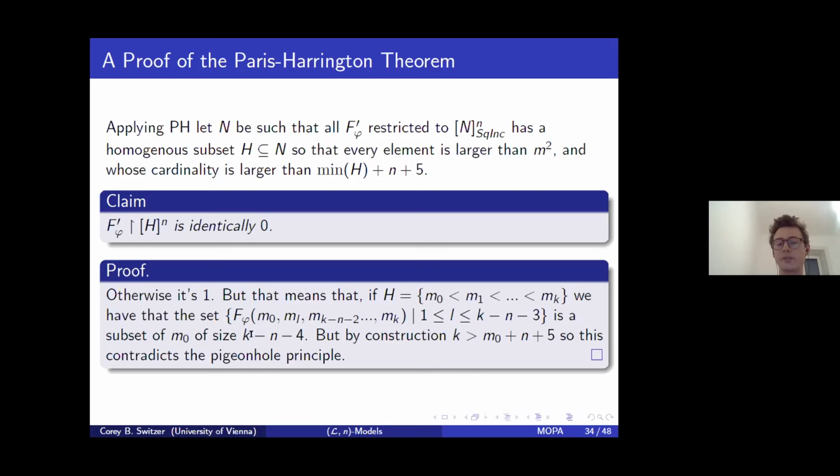And so how big is it? Well, it has to have size k minus n minus 4. All right. But what we assumed is that k was larger than m0 plus n plus 5. That's a contradiction, right? Because on the one hand, what this tells me here is that m0 is greater than or equal to k minus n minus 4. And this one says that k minus n minus 5 is greater than m0. So my coloring is identically 0.